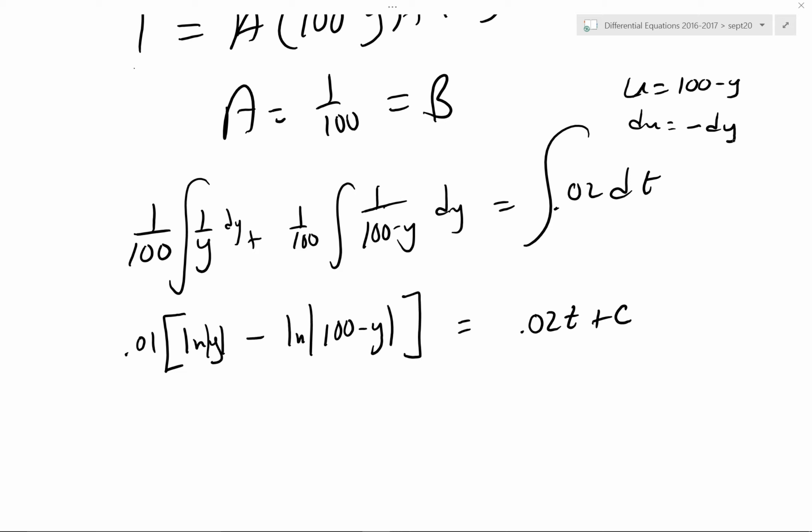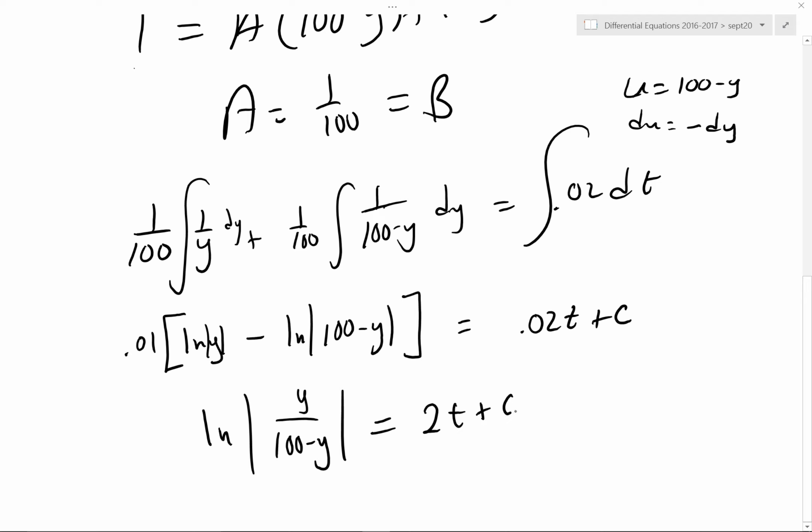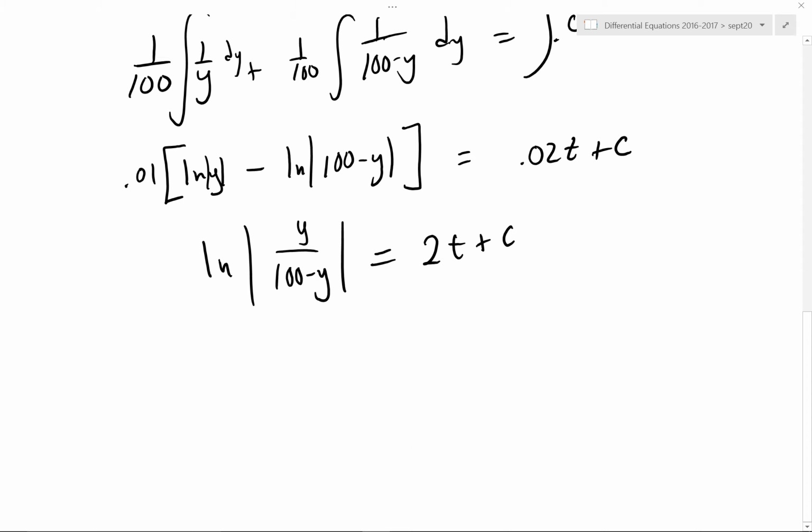All right. Now what do I do? Well, I would multiply everybody by 100. Yes? Times everybody by 100, and combine your logs at the same time. 2t plus a constant. Am I right? But it is now a different constant. Yes. E to the.